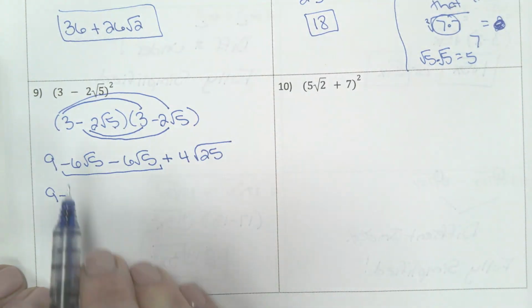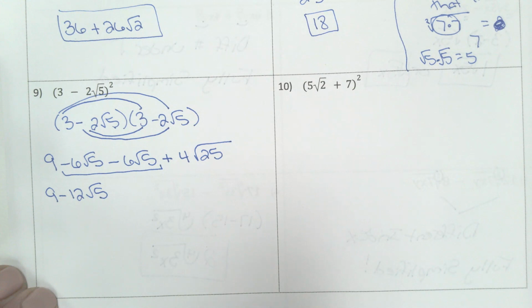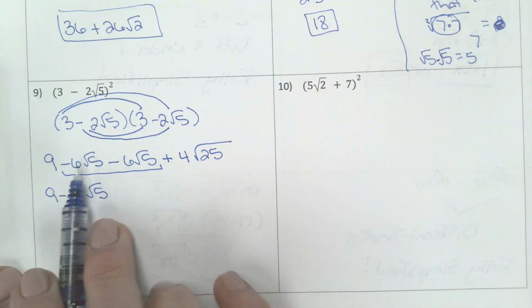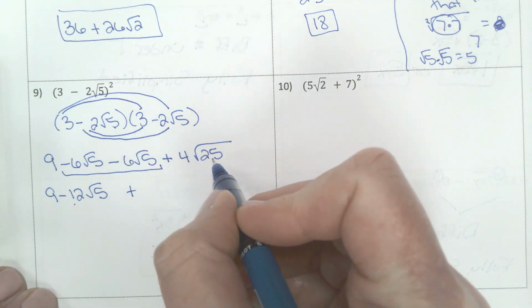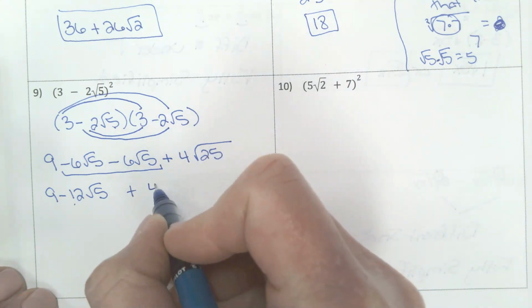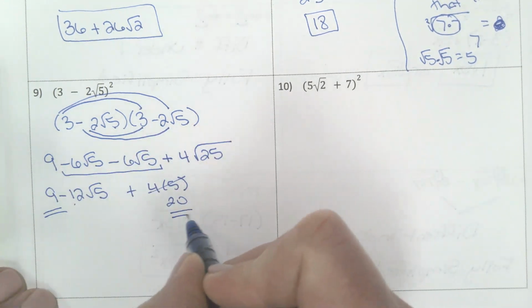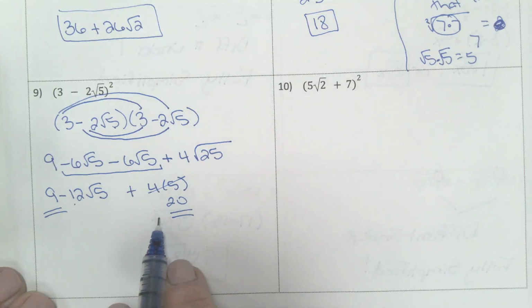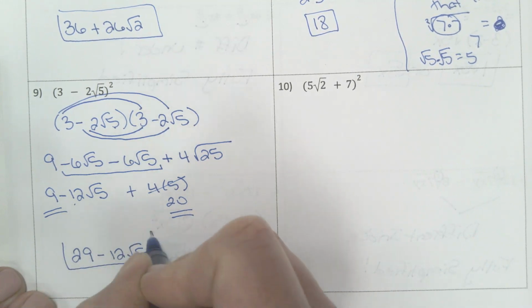I have like terms right there. Negative 6 minus 6 adds up to negative 12 radical 5. So you got to know that this one's different than the other one because these are the same signs. And so when they're the same sign, you got to add them and keep the negative. And then here, the square root of 25 is 5. And then 4 times 5 is 20. So now I recognize that I have two plain old numbers right there. And 9 and 20 is 29 minus 12 radical 5.